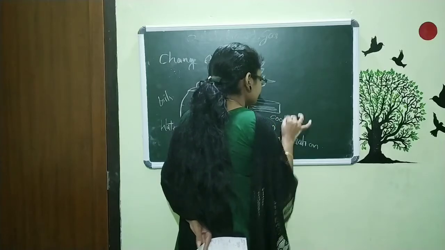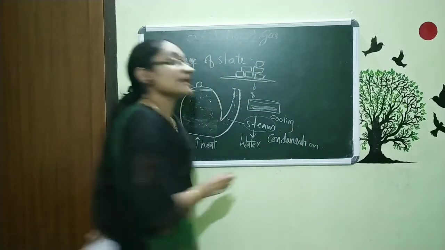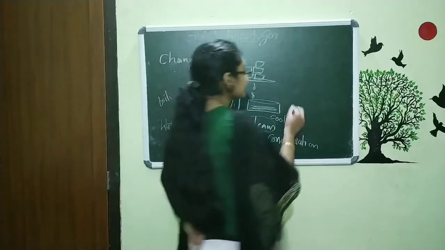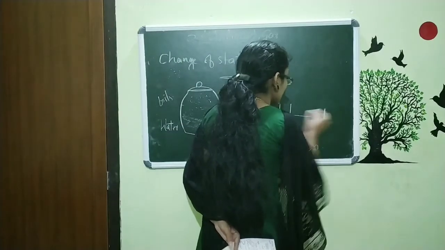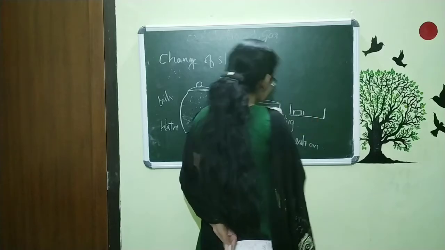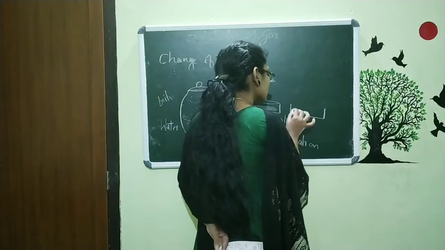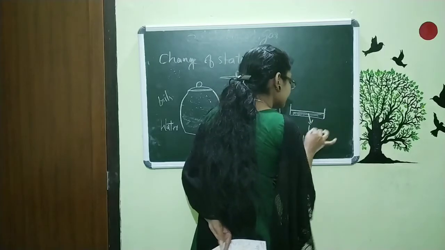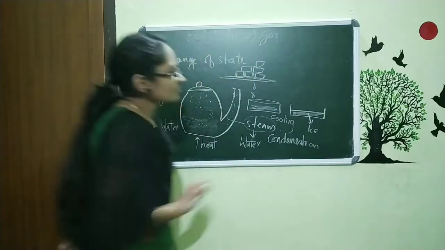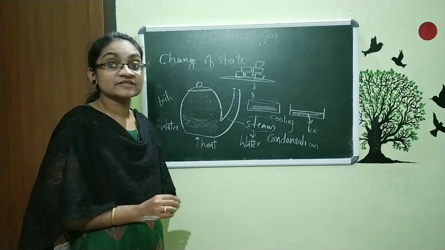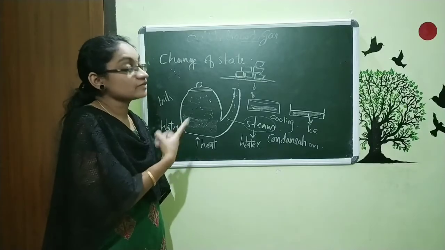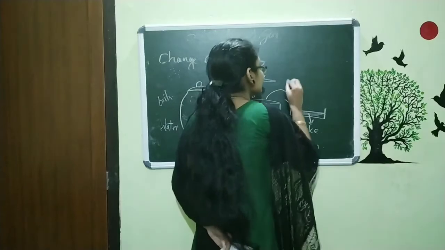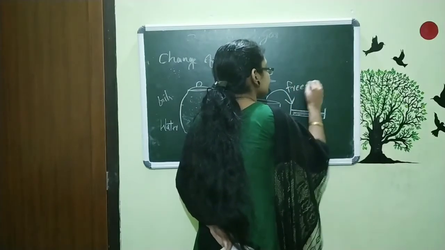So now we have water here and again we are cooling this. What happens then? When we are again cooling this, it will convert to ice cubes. Or simply we can say it will convert to ice. And so what is the name of this process? Water is converted to ice. The name is freezing.